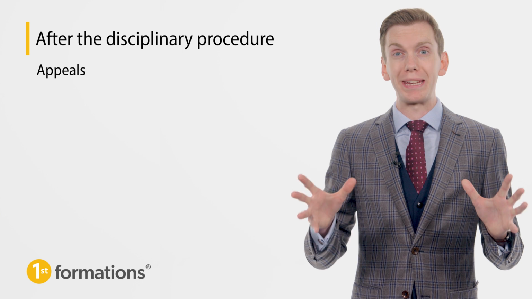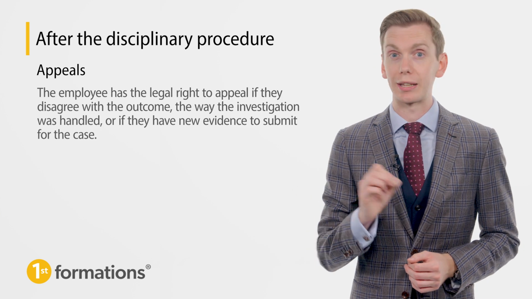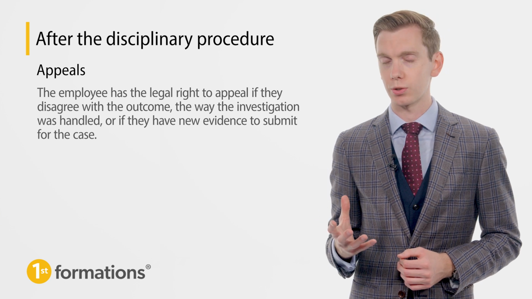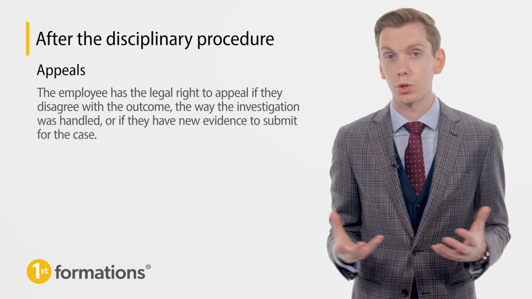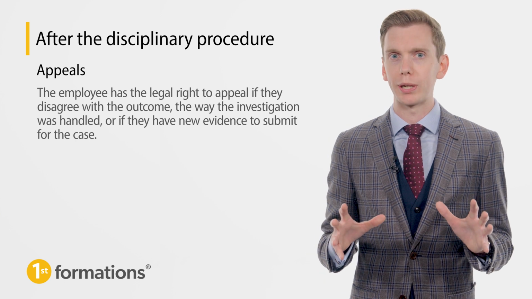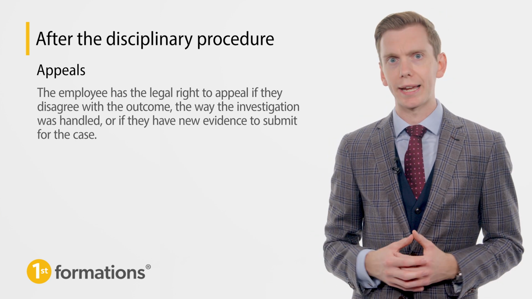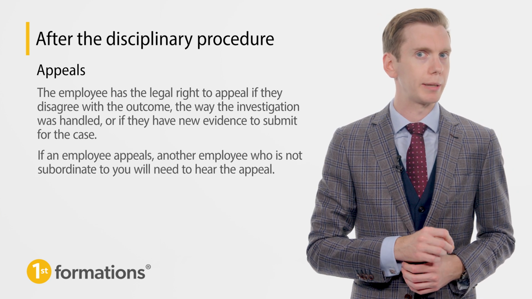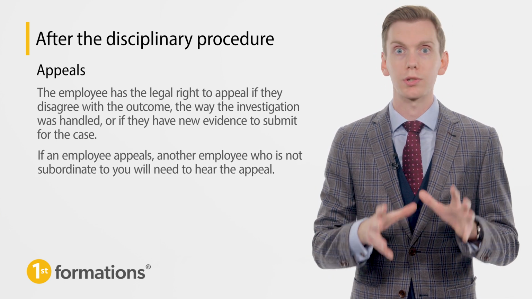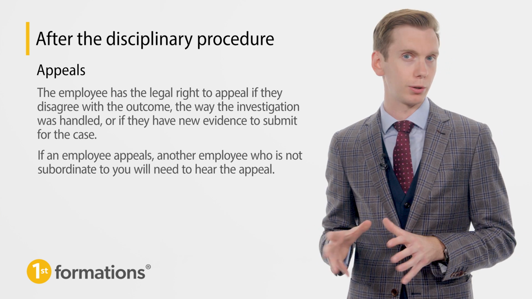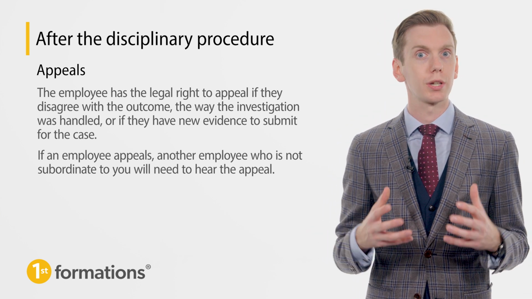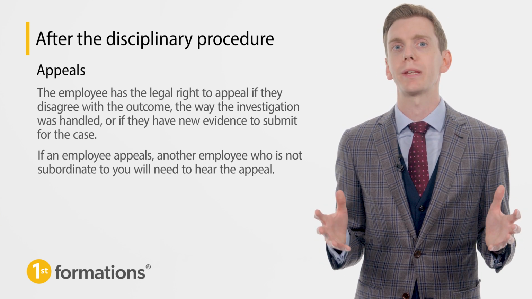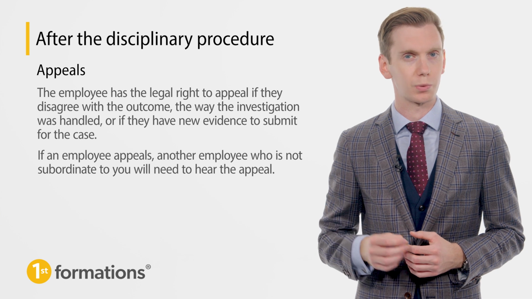First up is the appeal process. The employee has the legal right to appeal if they disagree with the outcome, the way the investigation was handled, or if they have new evidence to submit for the case. The way an employee appeals should be cited in the letter to the employee, confirming the outcome of the disciplinary hearing. If an employee appeals, another employee who is not subordinate to you will need to hear the appeal. They will also need to carry out another investigation if necessary, consider an alternative outcome, and inform the employee of the decision in writing as soon as possible.